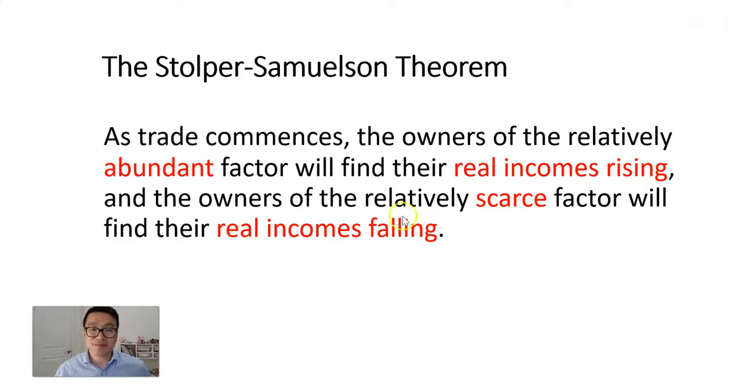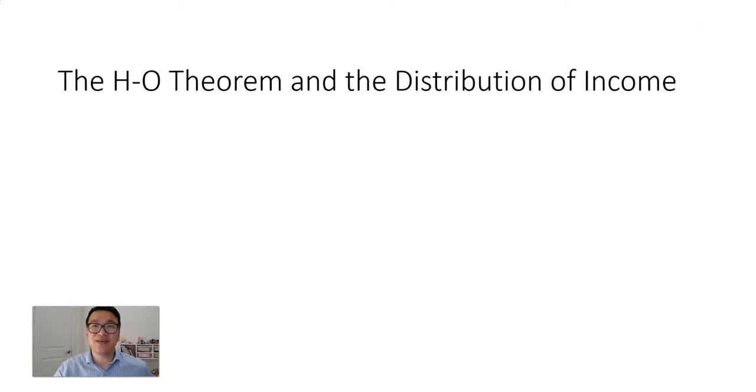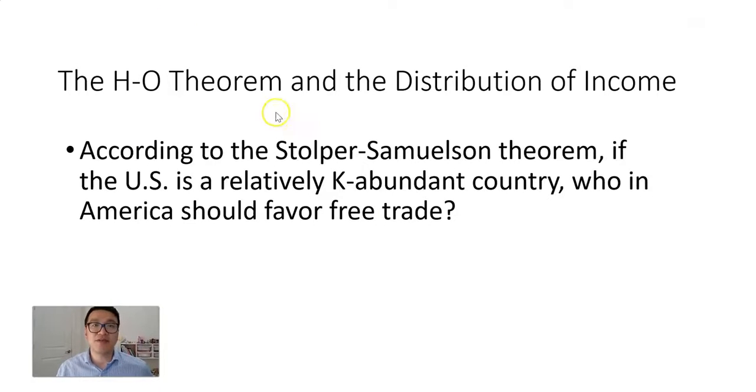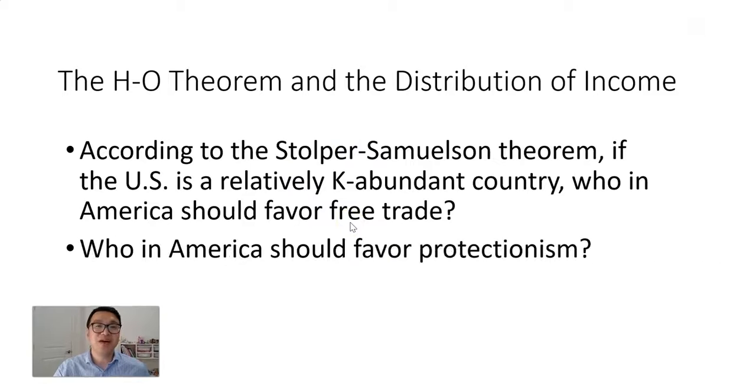That's something we'll use to explain a lot of things dealing with trade, such as why someone opposes free trade, because trade itself generates losers. Let's talk about the Heckscher-Ohlin model theory and the distribution of income. According to the Stolper-Samuelson theory, if the US is relatively capital abundant, who among Americans should favor free trade? We just talked about the case, so you should have some idea, but we will come back to this conclusion later. And who favors protectionism?